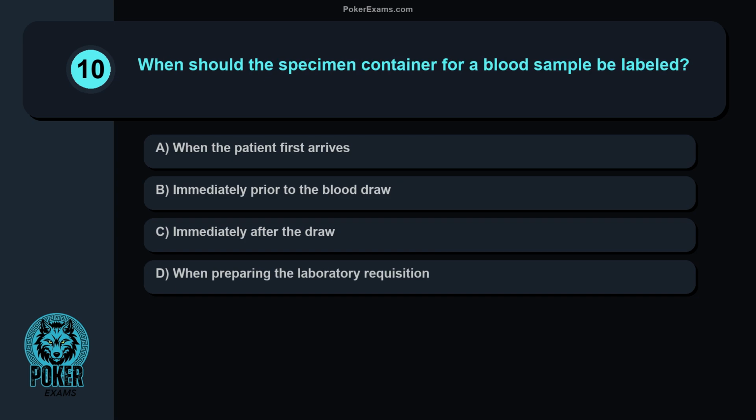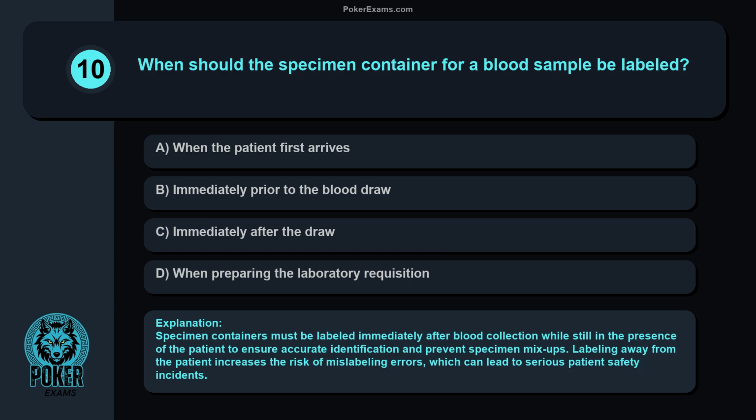Question 10. When should the specimen container for a blood sample be labeled? When the patient first arrives. Immediately prior to the blood draw. Immediately after the draw. When preparing the laboratory requisition. Specimen containers must be labeled immediately after blood collection while still in the presence of the patient to ensure accurate identification and prevent specimen mix-ups. Labeling away from the patient increases the risk of mislabeling errors, which can lead to serious patient safety incidents.